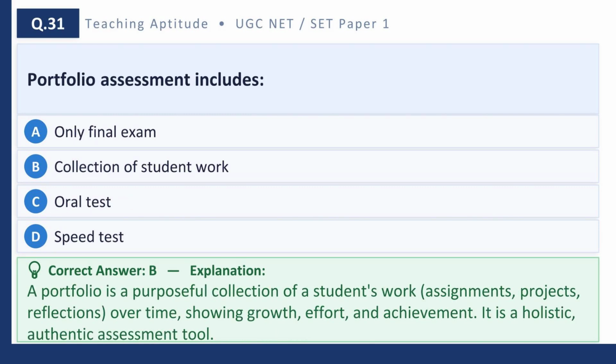Portfolio assessment is a holistic tool that involves a purposeful collection of a student's work over time. It includes assignments, projects, and reflections that demonstrate growth and effort. Unlike a single final exam, a portfolio provides an authentic look at a student's progress, showing their development and achievements throughout the entire learning process.